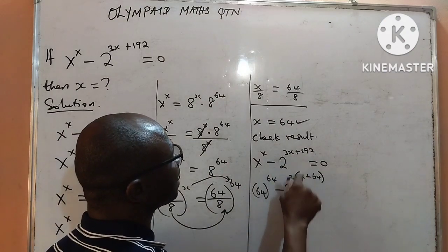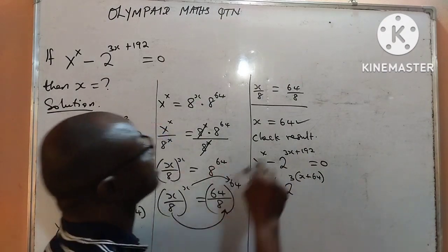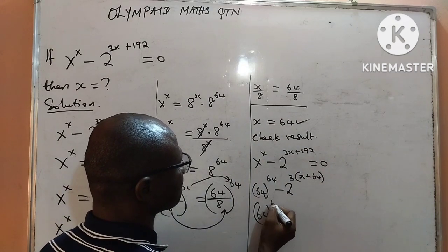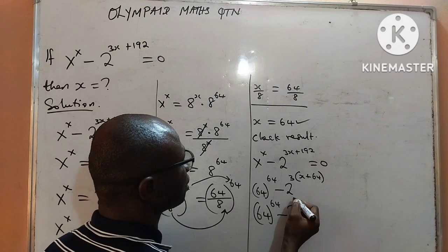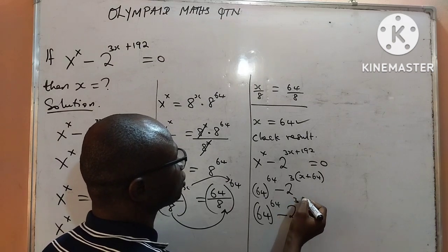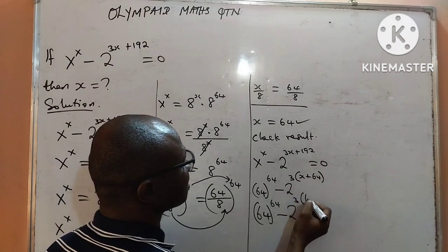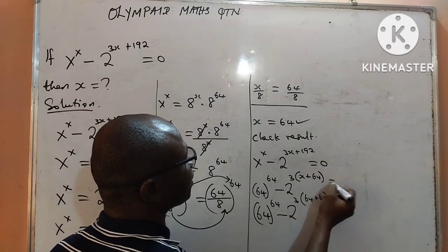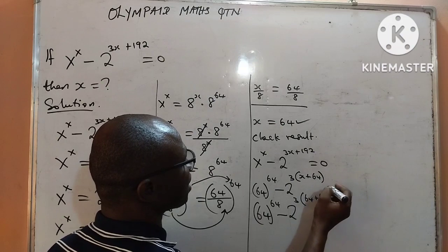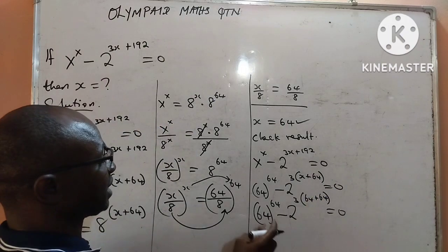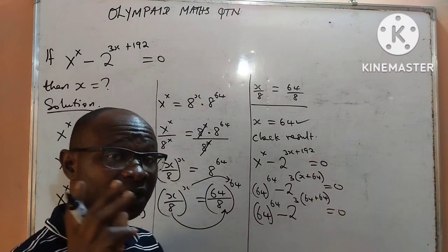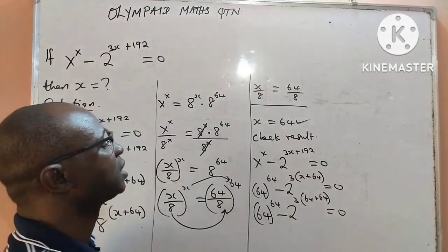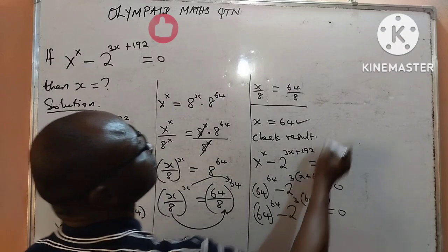But now I will replace my x here as 64, which is 64 to the power of 64 minus 2 to the power of 3 into x, which is now 64 plus 64. We want to see if this will be equal to 0 for us. We want to see, after solving this left hand side, if it gives us 0, it means our answer for x is equal to 64 and correct.